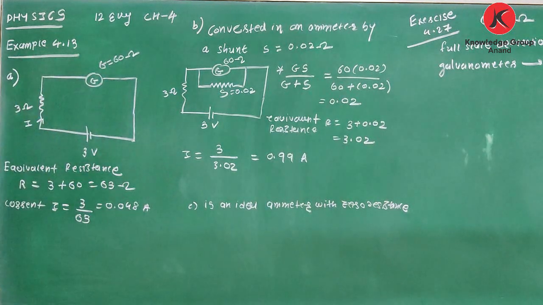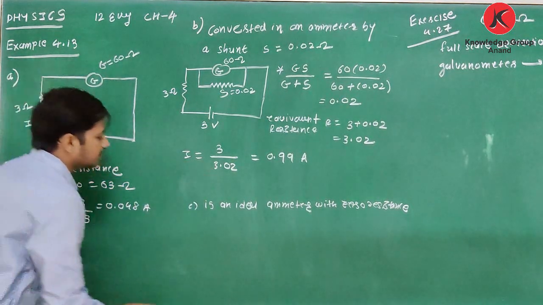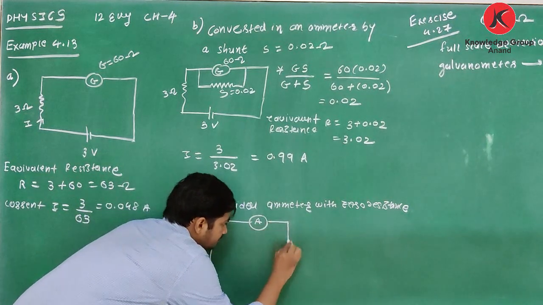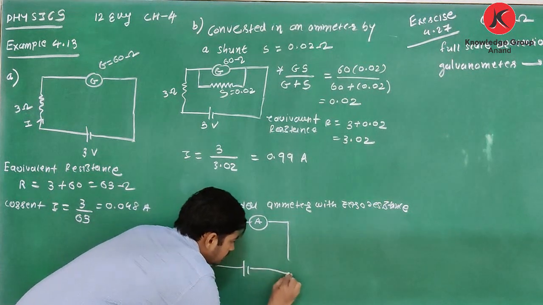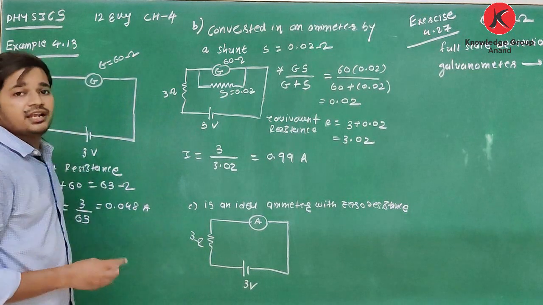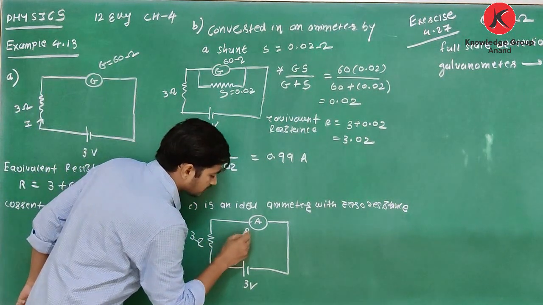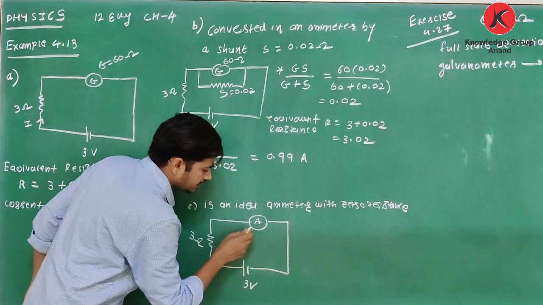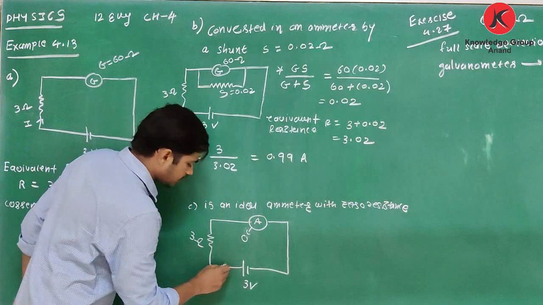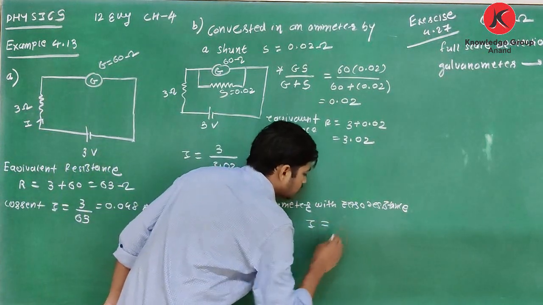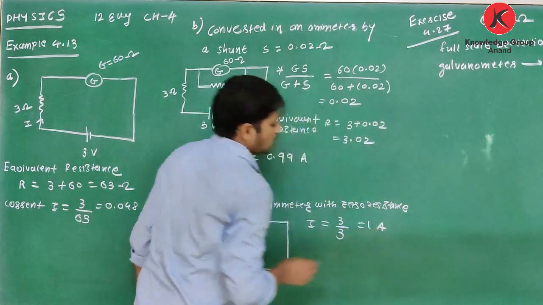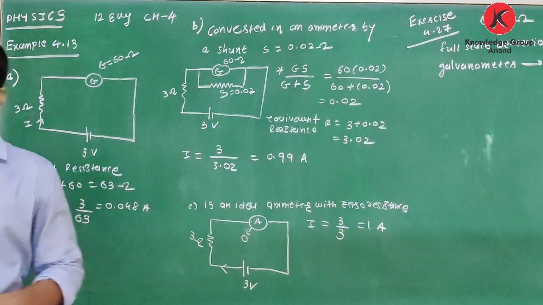Is an ideal ammeter with 0 resistance? What does an ideal ammeter mean? We have the ammeter, the battery of 3 volt, and the 3 ohm resistance. For an ideal ammeter, its resistance is 0. So here, how to find the current? The current flowing in the circuit, I, is equal to only 3 upon 3, which is 1 ampere.